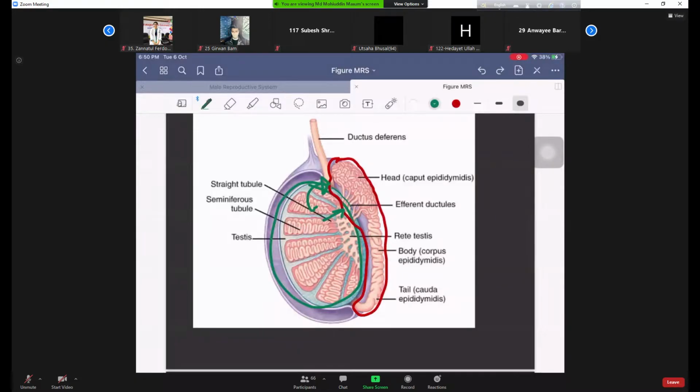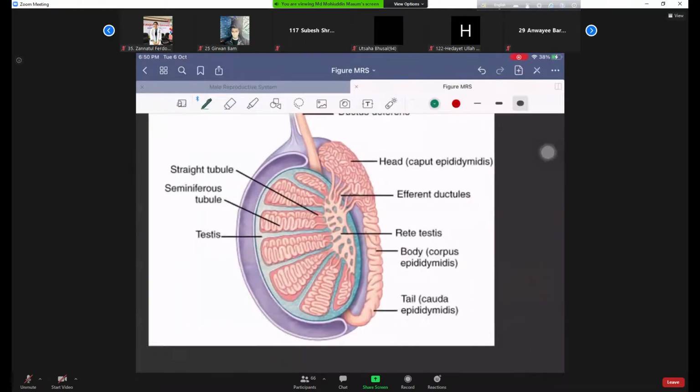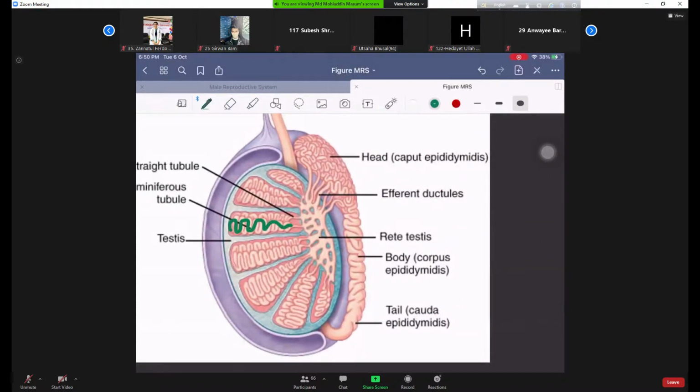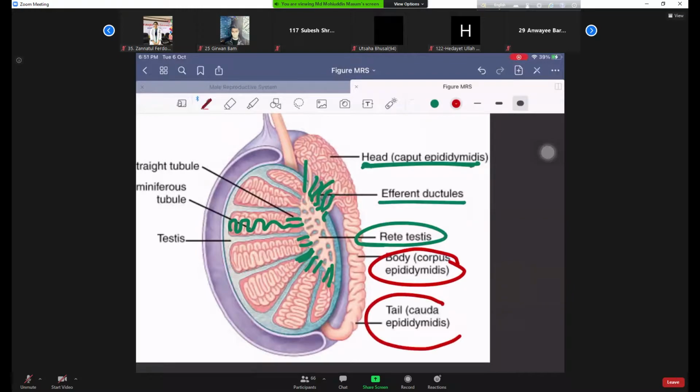So how is the epididymis formed? You can see here the seminiferous tubules. All the seminiferous tubules converge here on the rete testis, and they form a network that is called the rete testis. From the rete testis, some ductules arise, and these ductules are called efferent ductules that ultimately fuse to form the head of the epididymis. Then the head of the epididymis descends downwards and forms the body of the epididymis, then the tail of the epididymis, and the tail of the epididymis ascends and continues as the vas deferens. Okay.